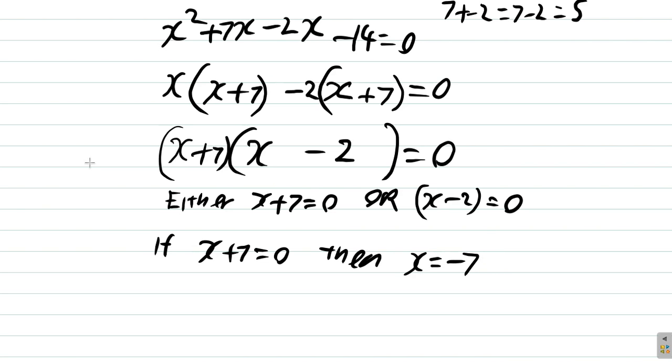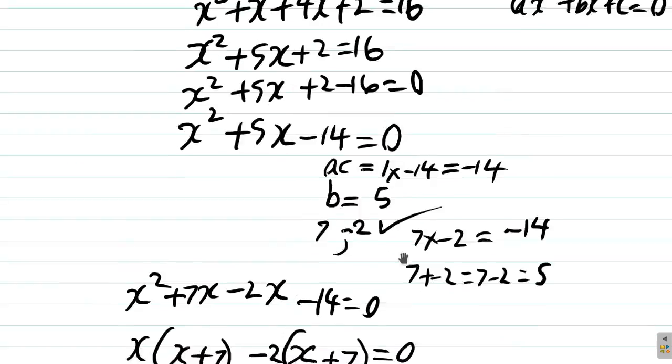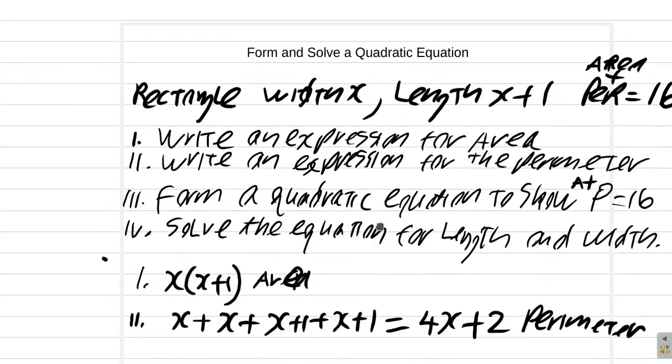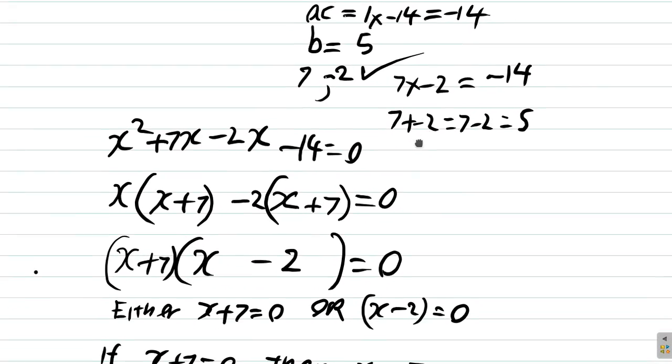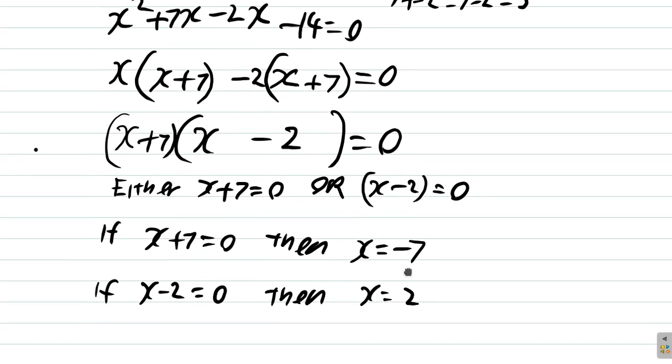But here now, let's do the next part. If x minus 2 is 0, then what happens? x would be 2. Alright. Can x equal negative 7 work? It can't, because you cannot have the width of the rectangle as negative 7. So x would be equal to 2.